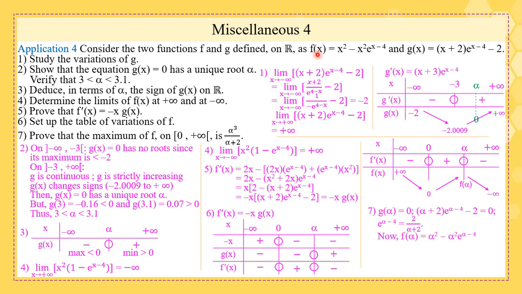What is f of alpha? It's alpha squared minus alpha squared times e to the power alpha minus 4. And then we replace e to the power alpha minus 4 by its previous value. We get alpha squared minus alpha squared times this quantity, and if we take alpha squared in common, we get 1 minus 2 over alpha plus 2, and by simple calculation, we get this answer. So this is the whole story of this problem.